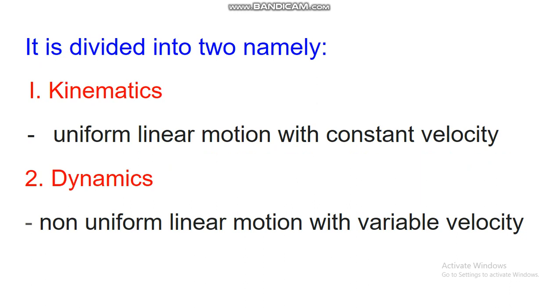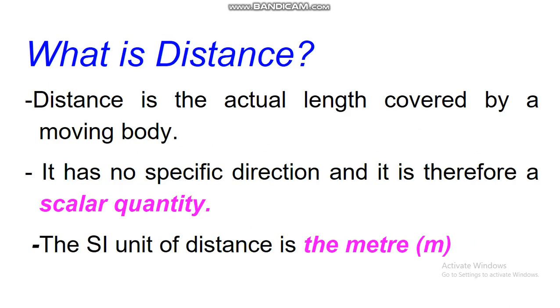Then it's divided into areas, namely kinematics and dynamics. Kinematics is a uniform linear motion with a constant velocity. Dynamics is a non-uniform linear motion with a variable velocity. The velocity varies, so it means acceleration is not zero, but with kinematics, acceleration is zero.